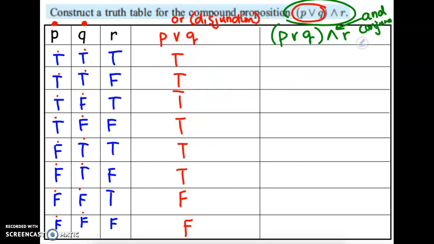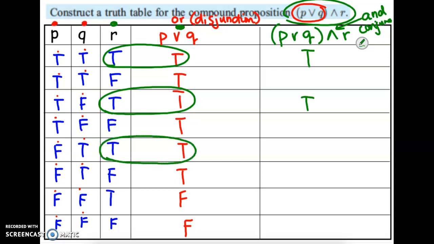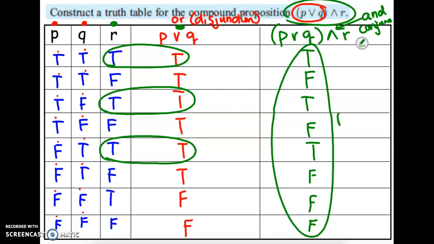So we're looking at this column here in the red, P or Q, and our third column. We want both of them to be true. So these are both true. These are both true. These are both true. And that's it. So the rest of those rows are false. So our final answer is always the last column. So this is our final answer, our answer to our compound proposition.